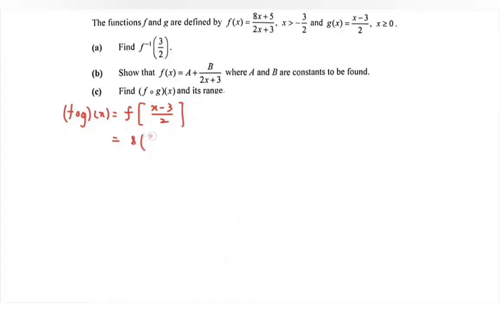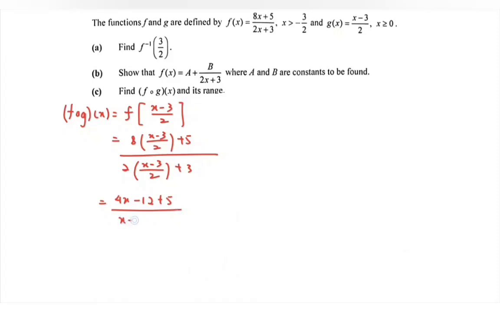So we have 8(x - 3)/2 + 5/(2(x - 3)/2 + 3). Kali simplify. So we have (4x - 12 + 5)/((x - 3) + 3). So if it refers to the situation, we have (4x - 7)/x. So that is the f∘g. So continue. Based on this case, the domain for f∘g would be negative infinity until 0, union 0 until infinity.